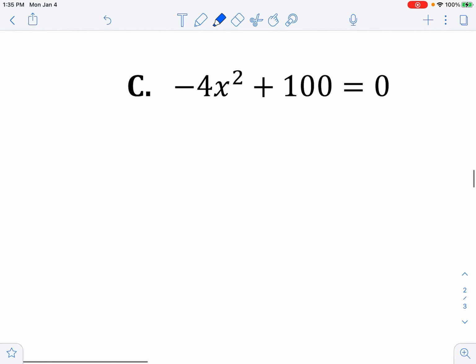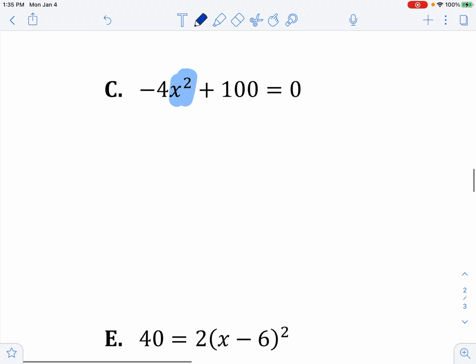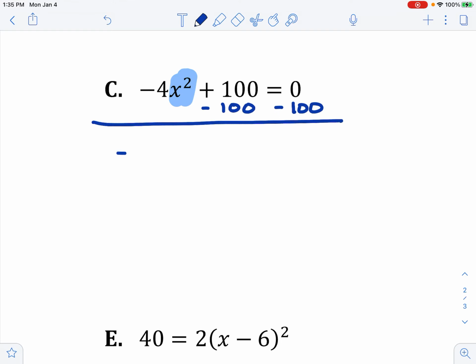Okay, next one here, I need to get x squared by itself. If it was just an x, no one would have a problem with this, and you should treat x squared the same way at first. So to get x squared by itself, I'm going to first subtract 100 from both sides. I have negative 4x squared equals negative 100.